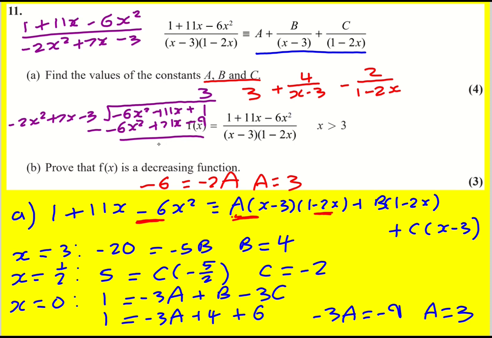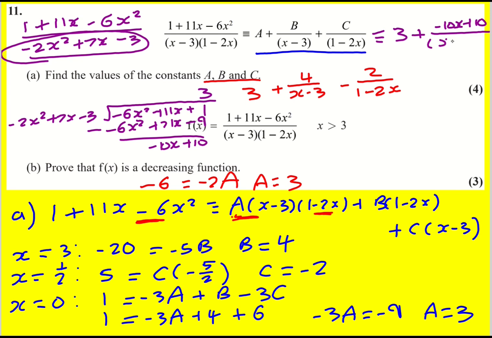Subtract. I get minus 10x plus 10. So what I've actually just shown is that this thing on the left is going to be 3, because that's my quotient. And then I'll have plus minus 10x plus 10 that I still need to divide by this thing here, which I might as well now factorize again. And then you can use partial fractions on this one.